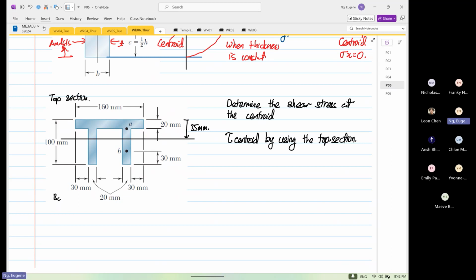And then this is the bottom section. So for the top section, the area that we have to consider is this entire area first. And then we have to add this area. Okay. So as we know, this is our flange, and these two are our webs. Okay.